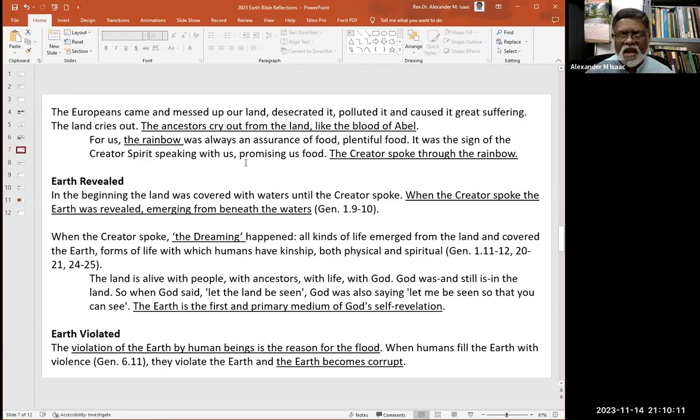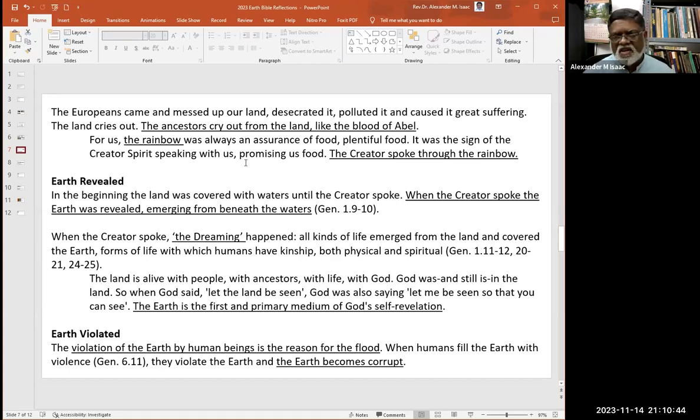And we can see that the land is alive with people, with ancestors, with life, with God. God was and still is in the land, according to the indigenous tradition. So when God said, let the land be seen, God was also saying, let me be seen so that you can see. Therefore, when the land became visible again, after the waters receded, then, according to the author, the new beginning is happening.